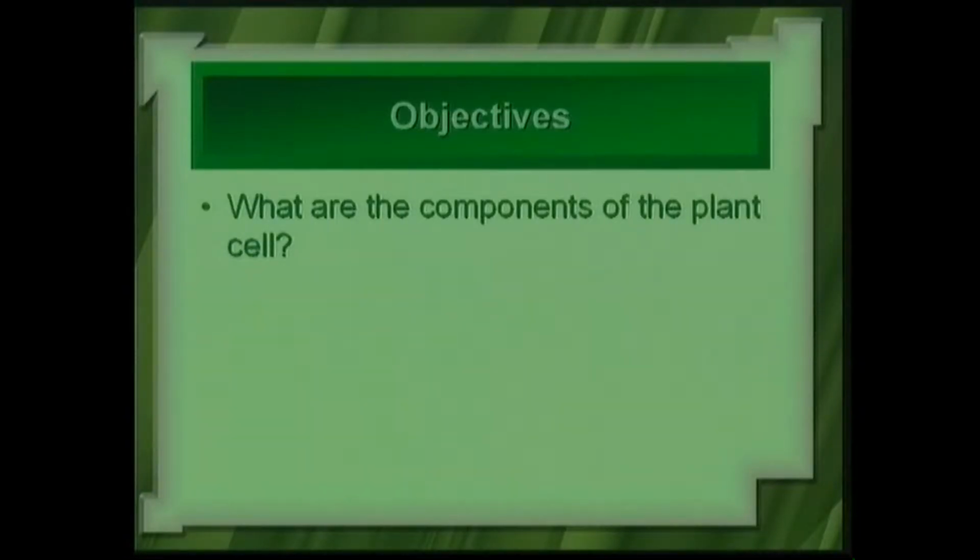So for one thing, the first objective, we're going to try to answer and continue answering what the components of the plant cell are. What are they? You remember we talked a little bit before about the cell wall, the cell membrane, a little bit about the cytosol, not that much, but also about a couple of organelles. So what are the other components of the plant cell? What are the functions of these parts?